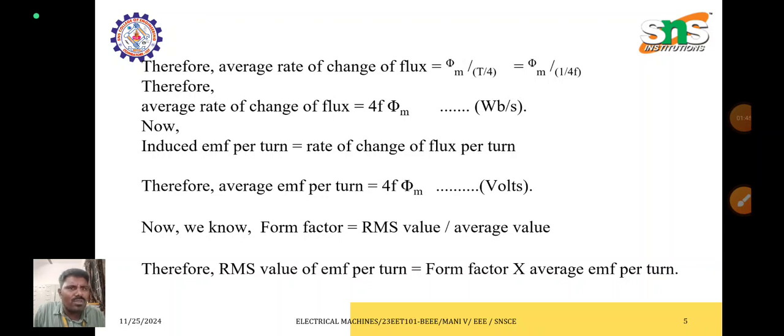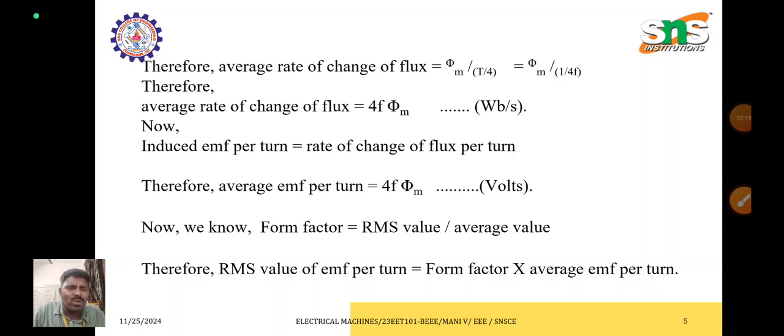We know that frequency and time are inversely proportional, so instead of T, we write 1 by f. Therefore phi m is reached at T by 4. Instead of T by 4, we rewrite it as 1 by 4f. So 1 by 4f is taken into the numerator, giving 4f phi m. Now the induced EMF per turn, which is equal to the rate of change of flux per turn, is 4f phi m.